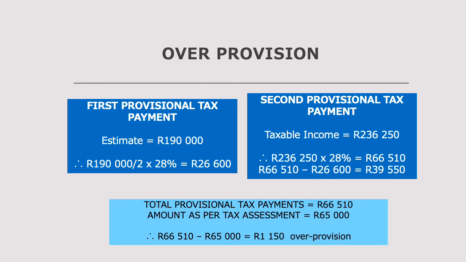However, the amount as per our tax assessment amounted to 65,000 Rand. That means we have over-provided for our tax. We now have an over-provision of the difference, which amounts to 1,150 Rand.